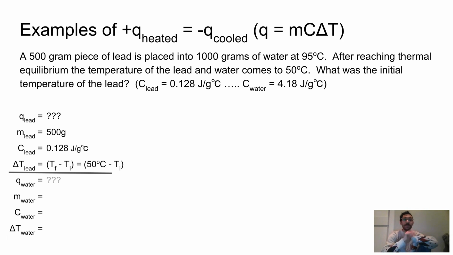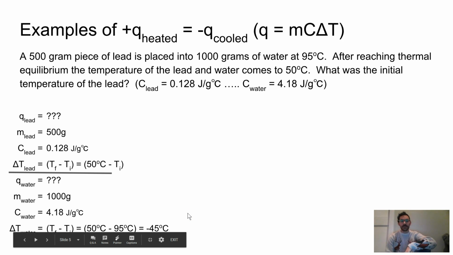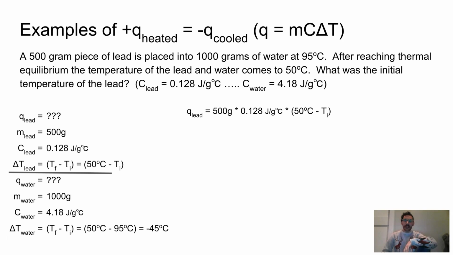What do we know for the water? Well, we don't know Q, but we do know the mass of the water. It's a kilo, or 1,000 grams. We do know the specific heat of water, and we do know the temperature change. It started at 95 and ended at 50, so 50 minus 95 gives us a temperature change of negative 45 degrees Celsius. We've got 3 of the 4. If you have 3 of the 4, you can solve for that fourth one. Let's do that first.